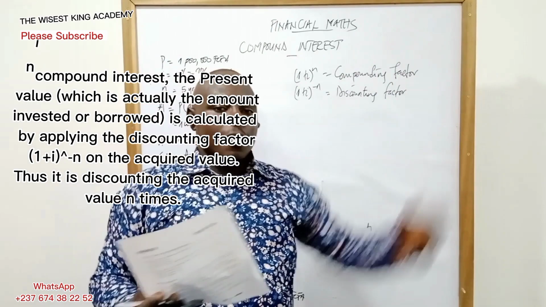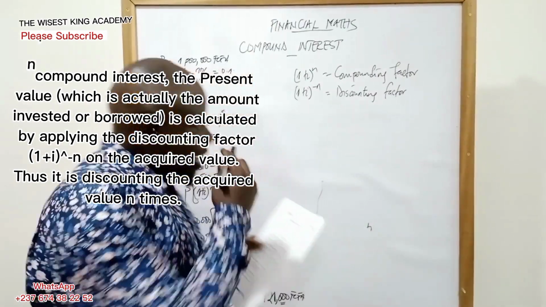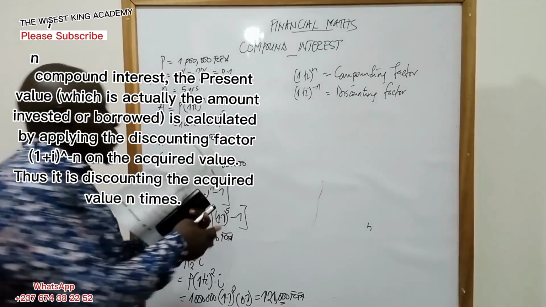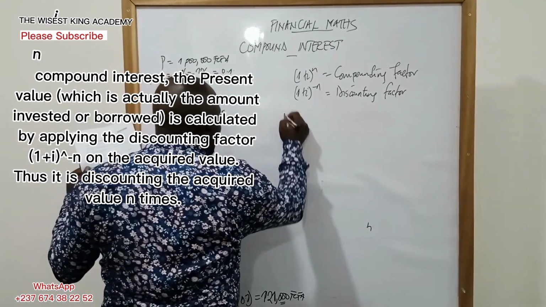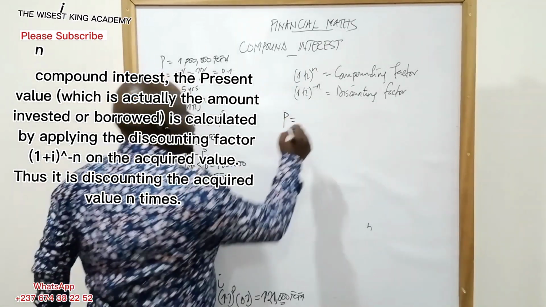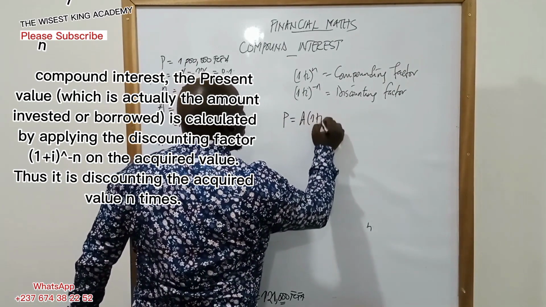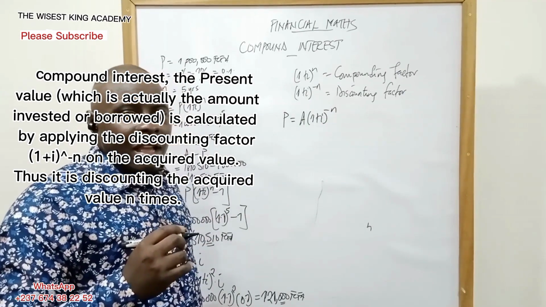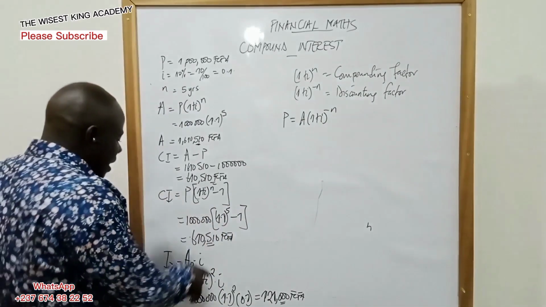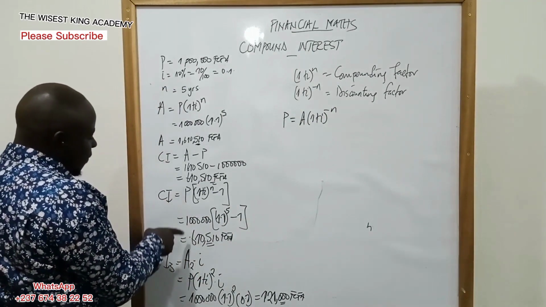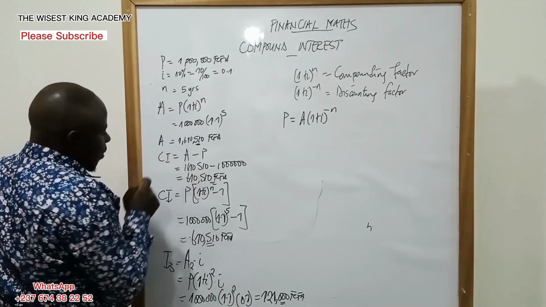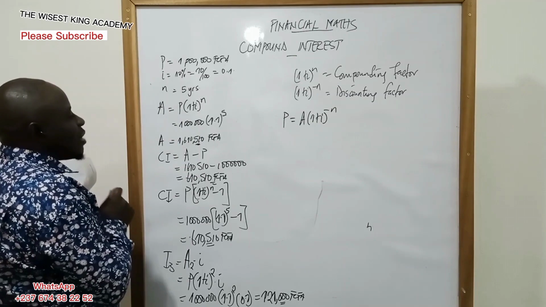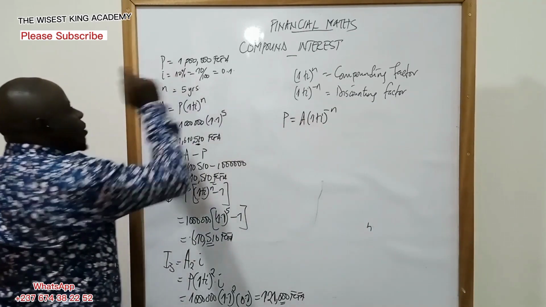And what do we actually discount? The future value. So, let me use this opportunity at once to say this. We have space. The present value P will be calculated by discounting the acquired value: A times 1 plus I raised to the power minus n, or by applying the discounting factor on the acquired value. Now, what does this mean? It means if I take this acquired value here, 1,610,510, and I apply the discounting factor on it, it must give me the 1 million.